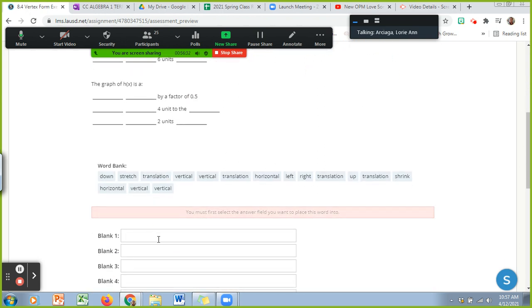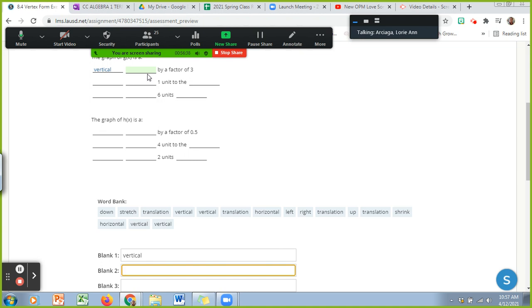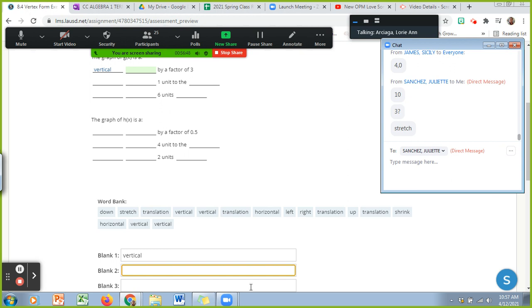Oh, I have to click on the box. Vertical for number 1, right? And then what are you going to put here? Stretch or shrink if 3 is more than 1. It's going to be stretch. I can see you guys are very good at this one already. So vertical stretch by a factor of 3.